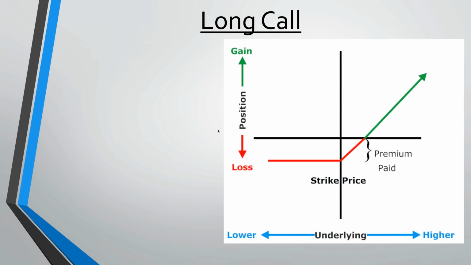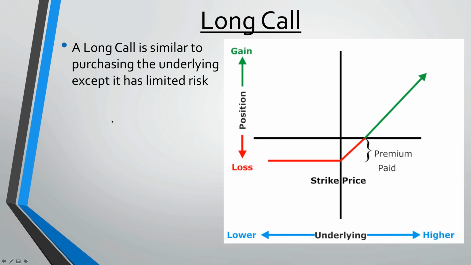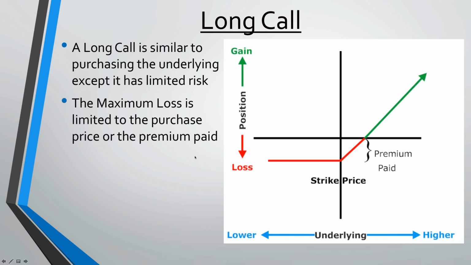So here's just a long call option, a basic. Whether you're trading it against stocks, commodities, or foreign exchange, you have a long call. We're using a risk graph again. A long call is similar to purchasing the underlying except it has limited risk. Your risk is limited to the amount you paid. If the underlying goes lower, you see where this line goes horizontal, you have capped your risk.